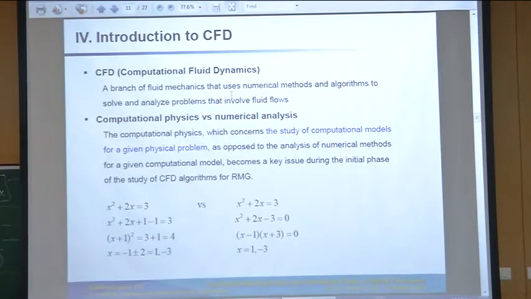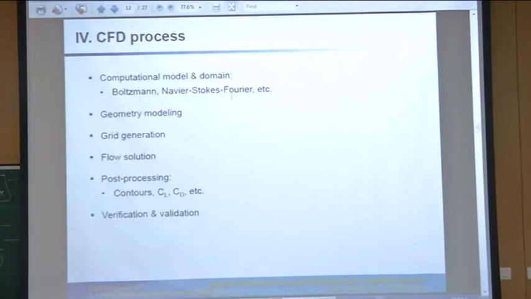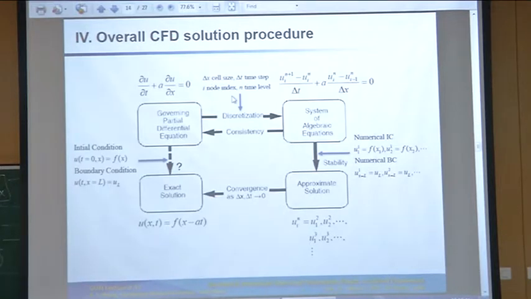So I'm just explaining conceptually. The overall process is very long: computational models, Boltzmann, Navier-Stokes, or second order approximation, geometric modeling, grid, flow solution, post-processing, and validation. Okay, I will run a little bit fast.